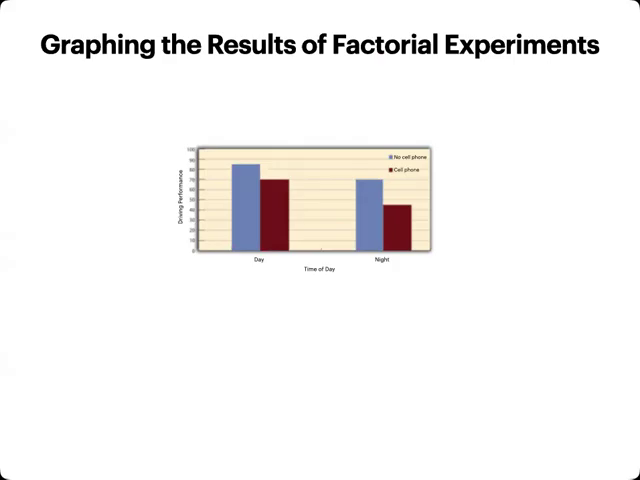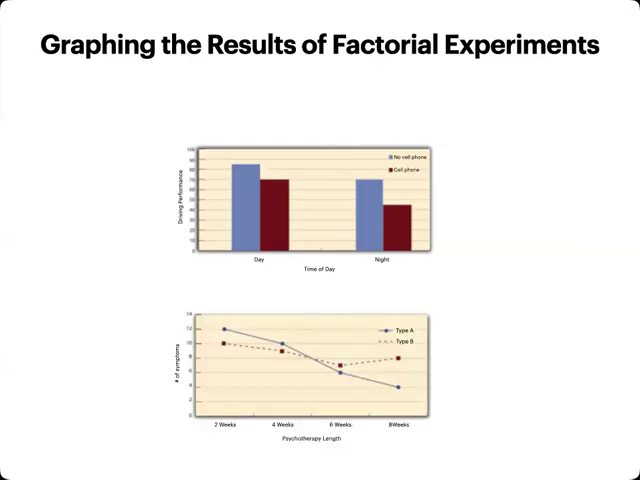You could also choose to display cell phone use on the x-axis and use different colored bars for time of day. The choice relies on which format researchers believe best communicates the results.